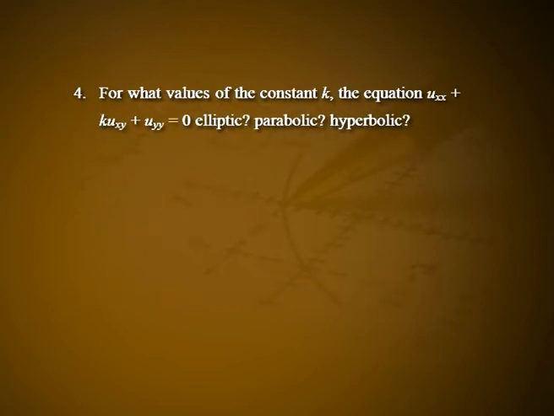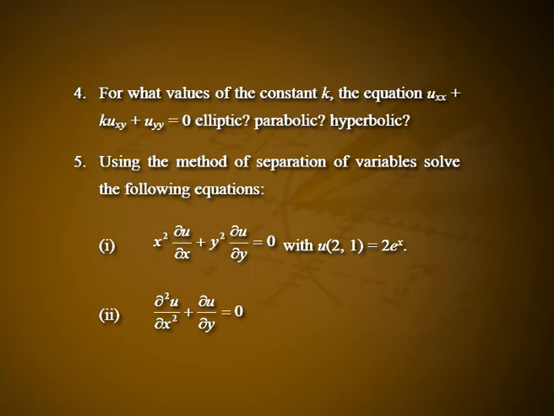Fourth one, for what values of the constant k is the equation uxx plus k into uxy plus uyy is equal to 0 elliptic, parabolic, hyperbolic. Fifth one, using the method of separation of variables, solve the following equations. 1. x square into dou u by dou x plus y square into dou u by dou y is equal to 0 with u of 2, 1 is equal to 2 into e raised to x. 2. Dou square u by dou x square plus dou u by dou y is equal to 0.